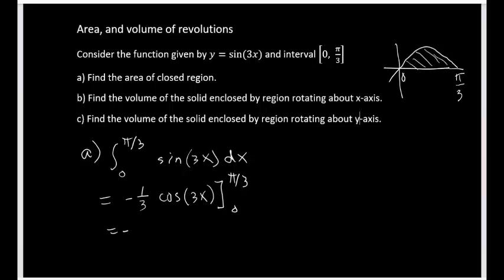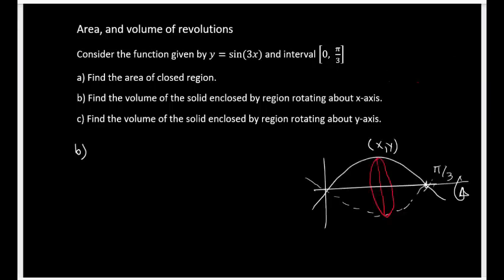Now, let me put 1/3 as a common factor here. Pi by 3, when I plug it here, I get cosine pi. So cosine pi is -1 minus cosine 0. This is also 1. So that gives me actually 2/3.